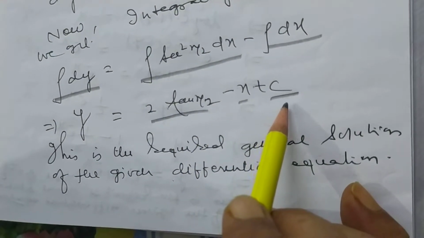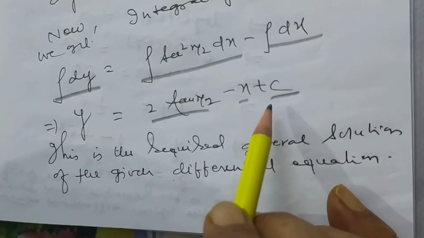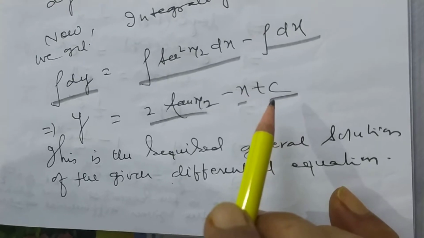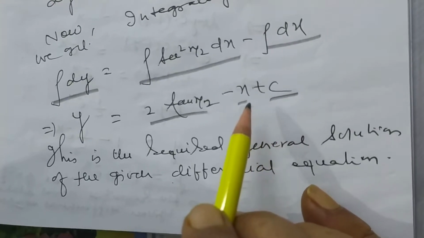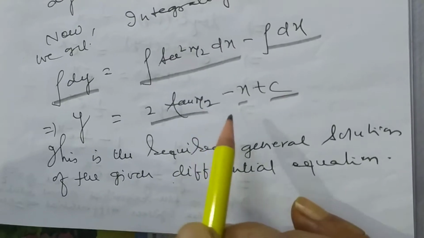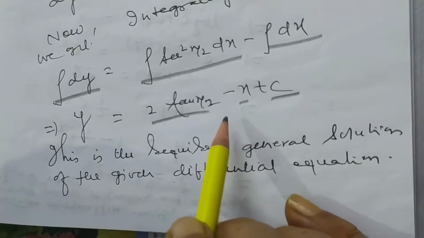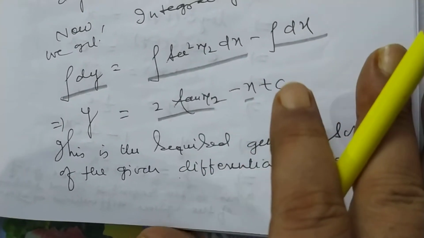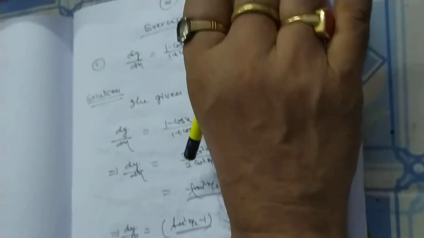So now you write the solution y = 2 tan(x/2) - x + c. You must take the constant on the side of x. So, my dear student, you write the answer in the form y = 2 tan(x/2) - x + c. So, in this way we can solve this problem, number 1.